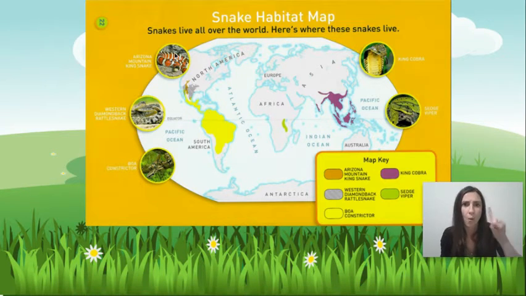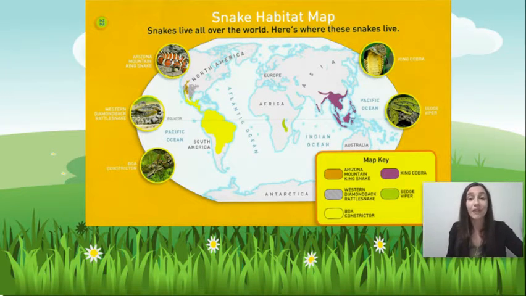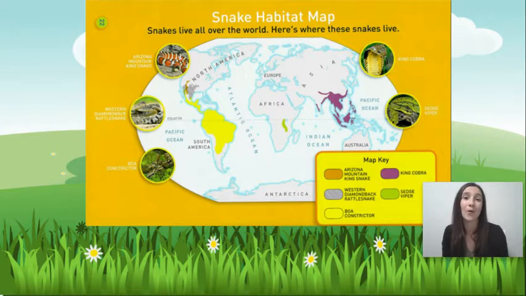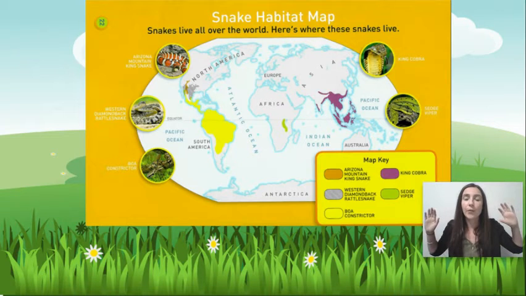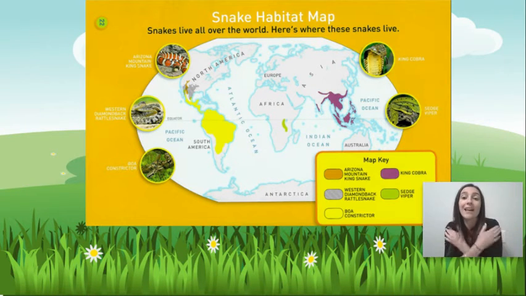So we just saw 1, 2, 3, 4, 5 different types of snakes, and we saw that these snakes live all over the world. So that is so interesting. And tomorrow, during our reading lesson, we're going to really look at the background of where the snake is, thinking about the climate and the way that it feels in those different parts of the world and how those snakes live in those different types of areas.